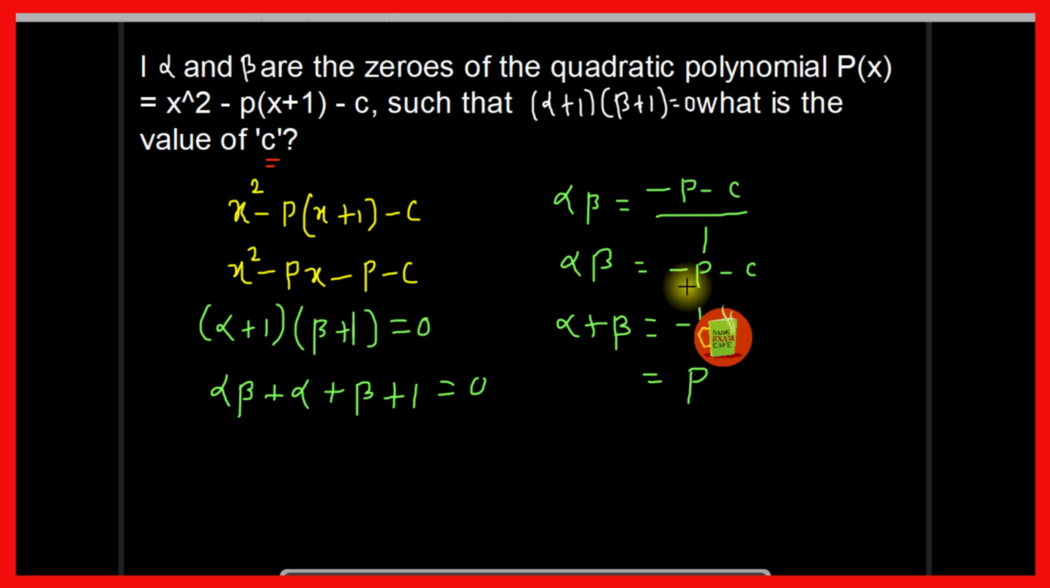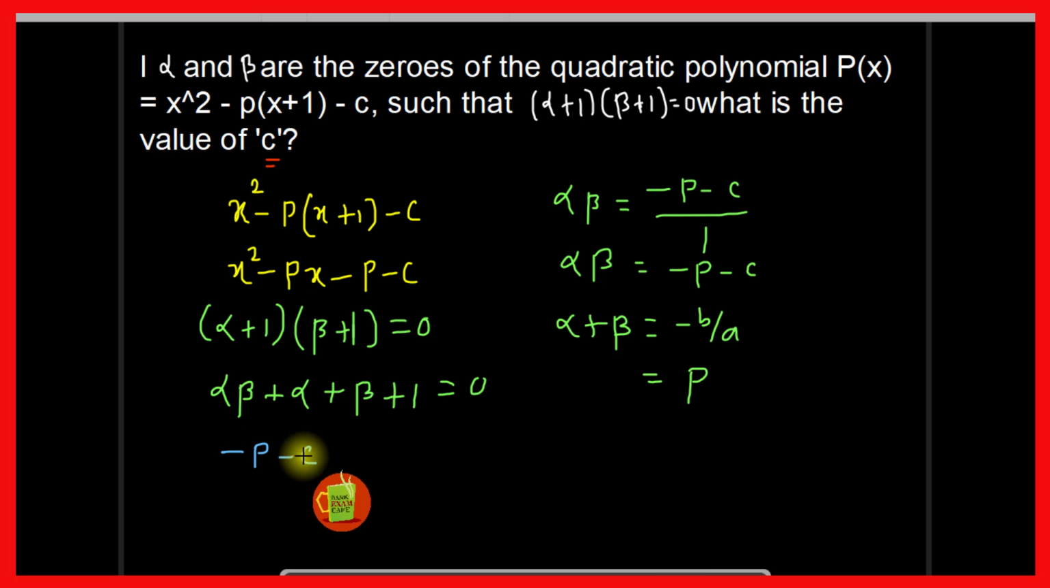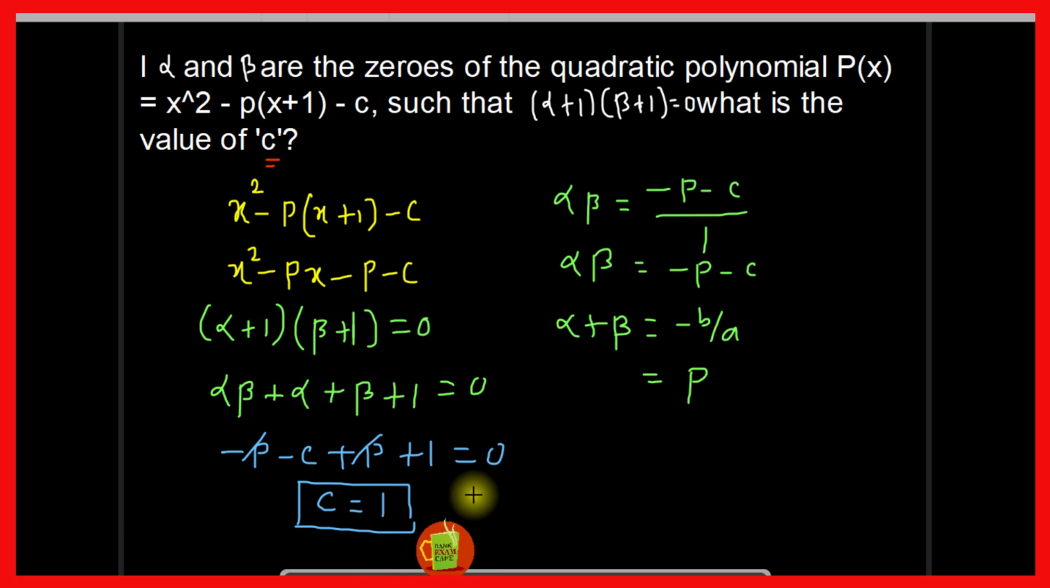So put the values here. Alpha beta is minus p minus c. Then alpha plus beta, the sum of the roots, is p. So it will be minus p minus c plus p plus 1 which is equal to 0. So this p and p will get cancelled. Minus c plus 1 is equal to 0. Take c to the other side and you will get c is equal to 1, and therefore the value of c is equal to 1. Highlight this. Now move to the next question.